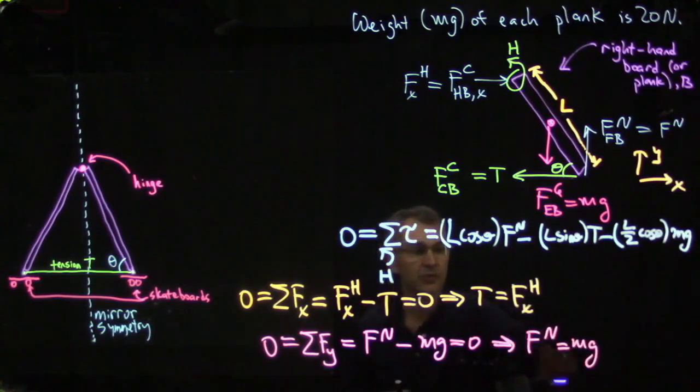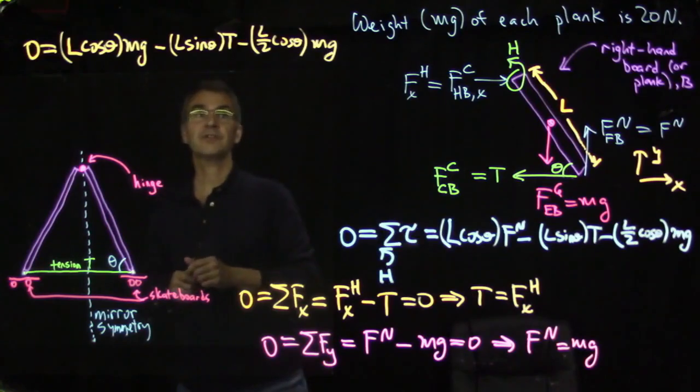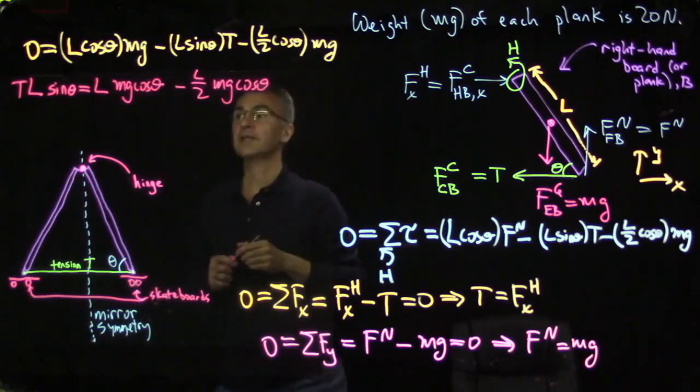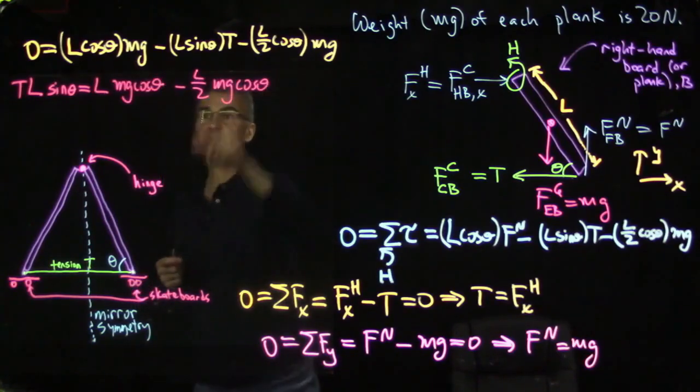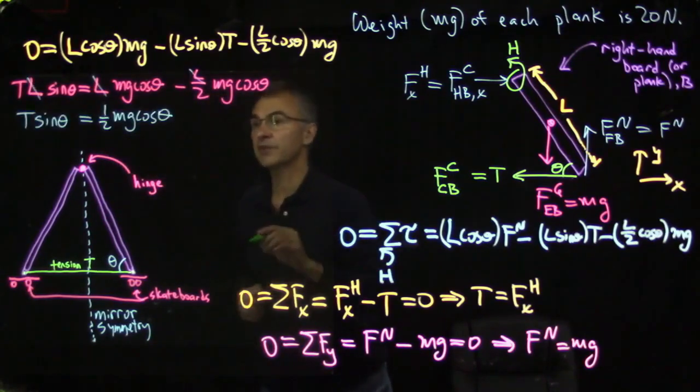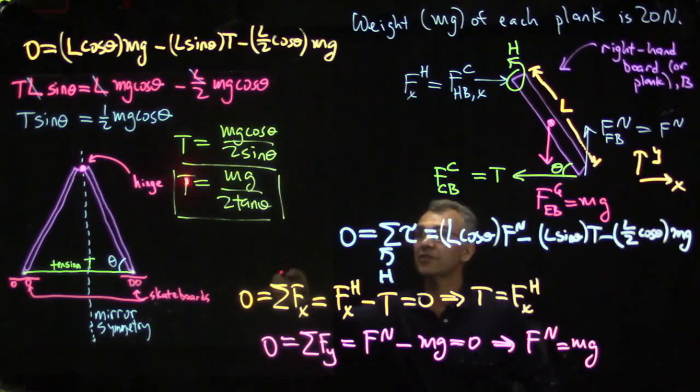So let's use these last two equations to eliminate the normal force and eliminate the force exerted by the hinge. So we'll just be left in terms of the tension and the weight. Now we can solve for the tension. So we'll move this term over to the left side. These two terms can stay on the right side. Then we can cancel an L everywhere, and we can combine these two terms since one is just half the other with a minus sign. Then we can divide both sides by sine theta, and the result we get is the tension is mg over 2 tan theta, where m is the mass of one of these boards.